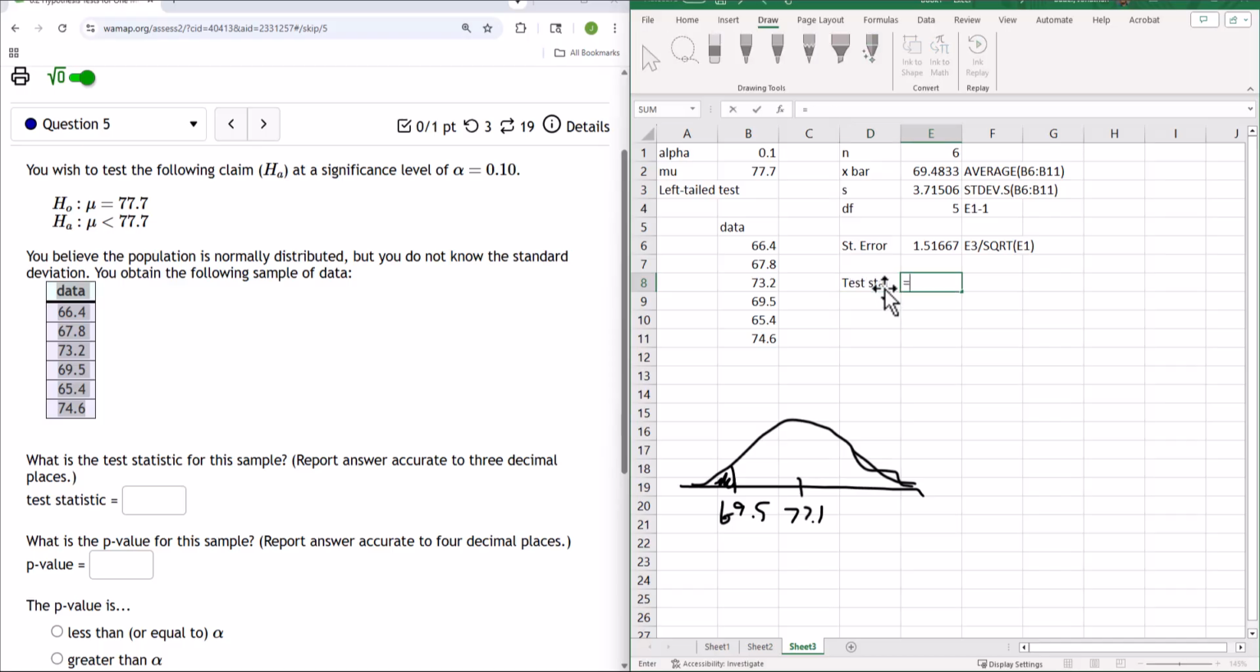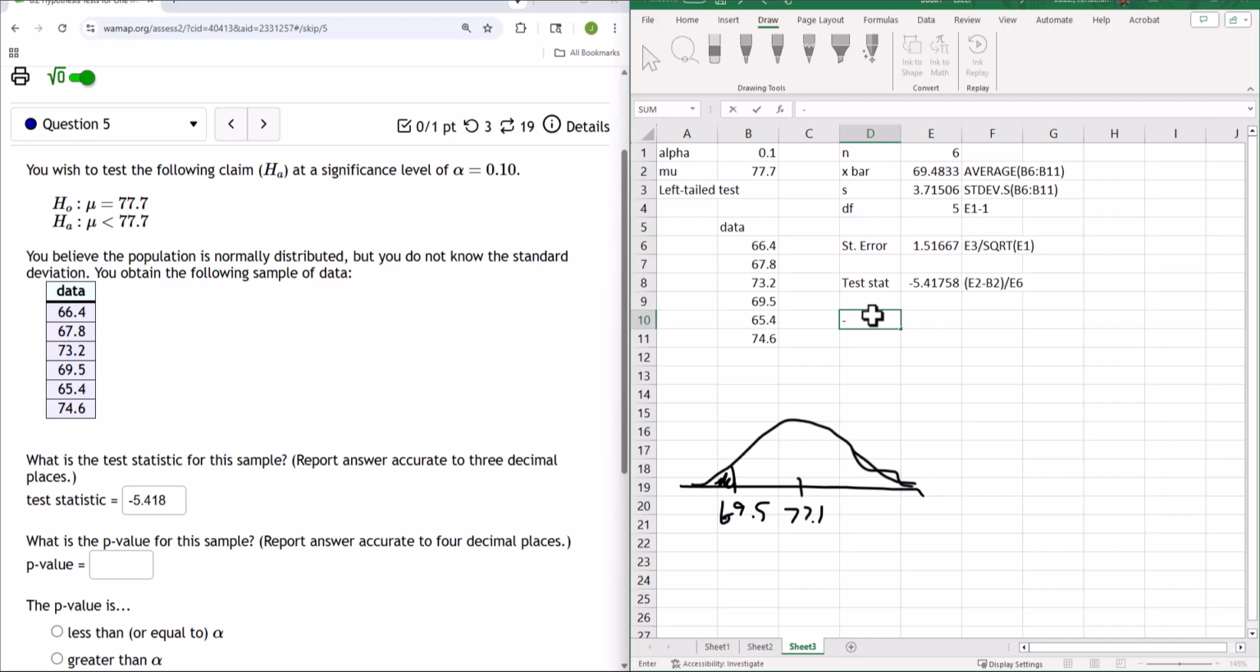So our test stat is x bar minus mu over our standard error. Trying to grab the right stuff there. Three decimal places, negative 5.4175, so that's going to be an 8.